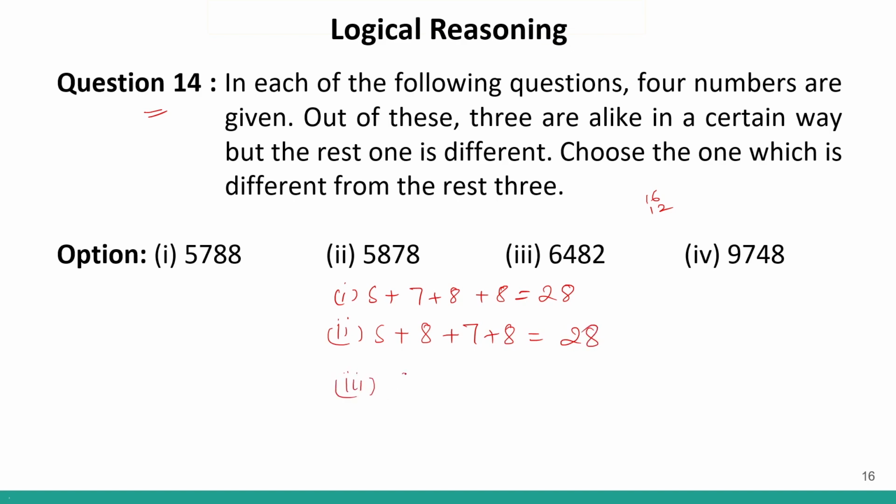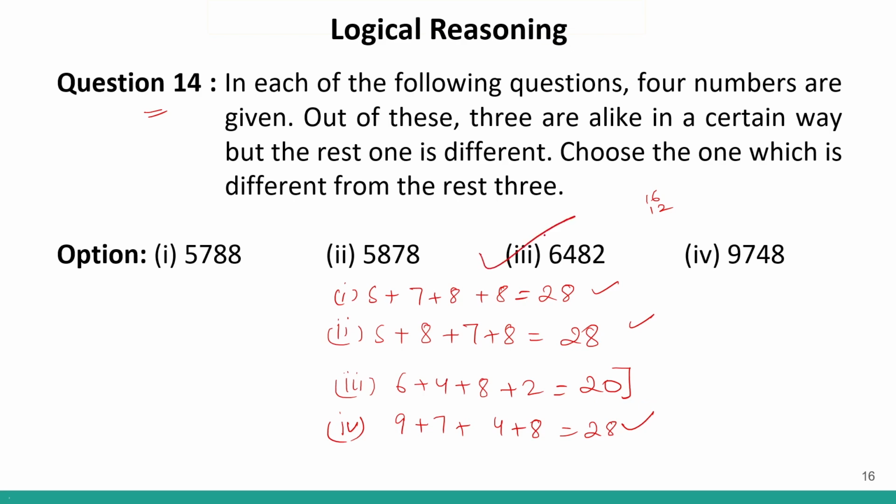Option number 3: 6 plus 4 plus 8 plus 2. Here the sum is 20. 6 plus 4 is 10, 8 plus 2 is 10, so 10 plus 10 is 20. And option number 4 is 9 plus 7 plus 4 plus 8. So 9 plus 7 is 16 and 4 plus 8 is 12, so again the sum is 28. So for options number 1, 2 and 4, the sum is 28, but only for option number 3 it is 20. Therefore, option number 3 will be the correct answer. Clear?